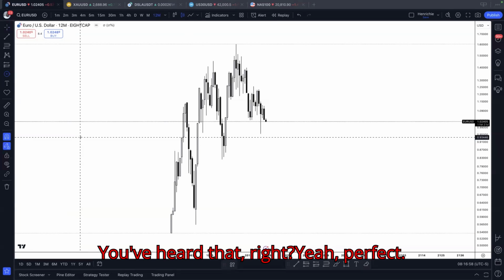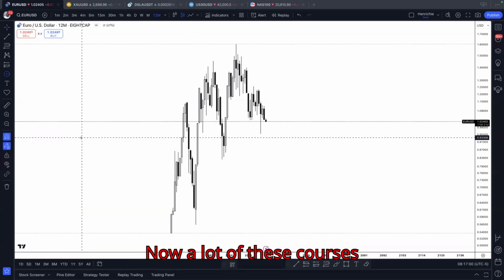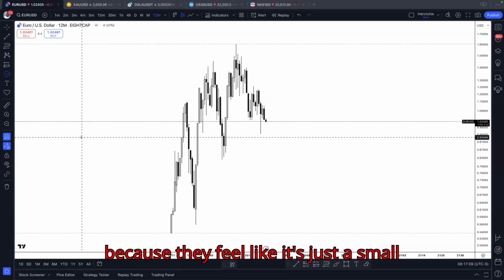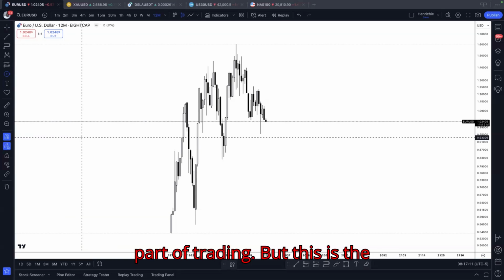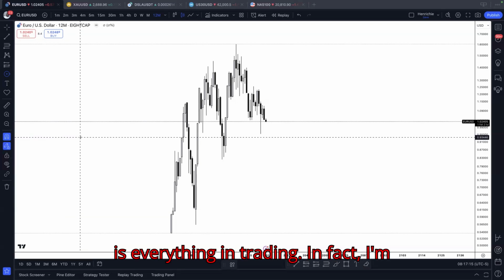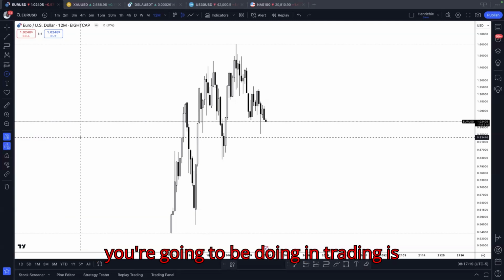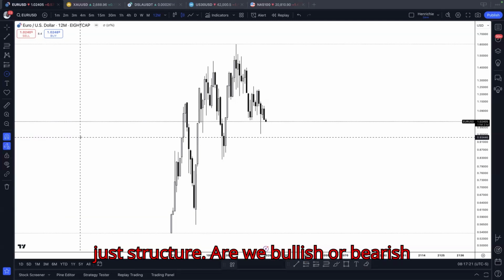Perfect. Now, a lot of these courses and academies don't really throw much light on this because they feel like it's just a small part of trading. But this is the main thing. In fact, this is everything in trading. Everything you're going to be doing in trading is just structure.